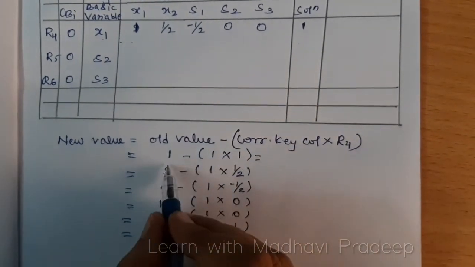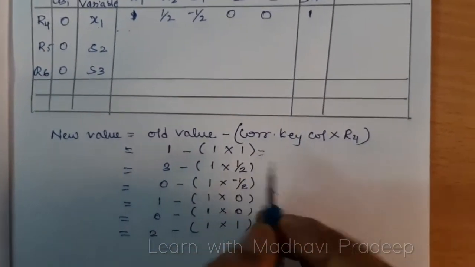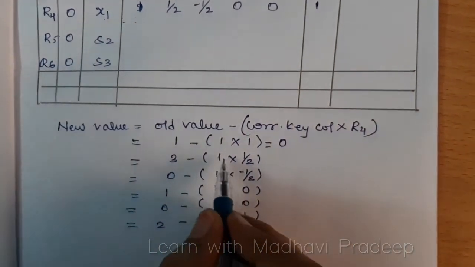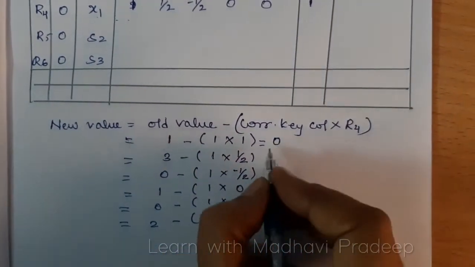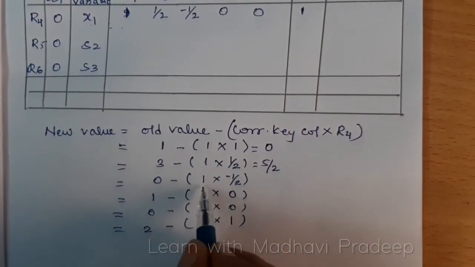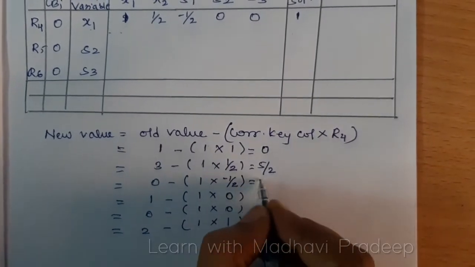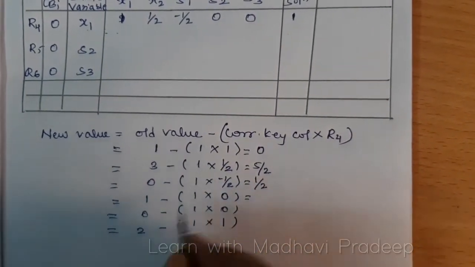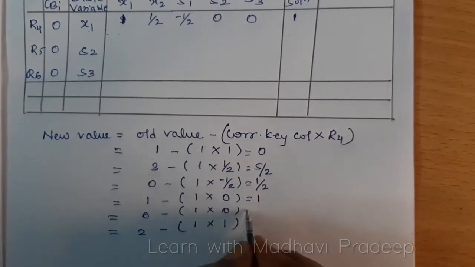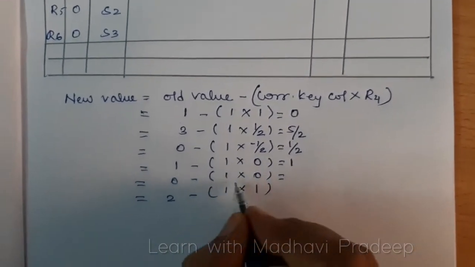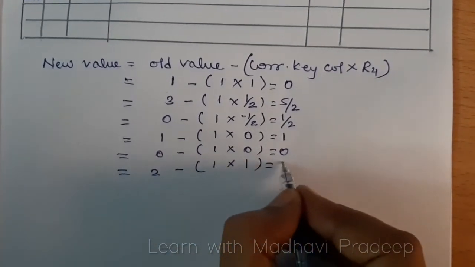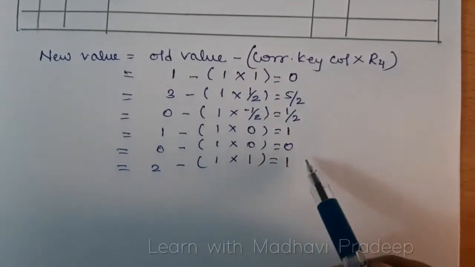The first value is 1 minus 1 into 1, that is 1 minus 1 is 0. Next is 3 minus 1 by 2, that is we'll get 5 by 2. Here we get 0 minus 1 into minus 1 by 2, that is equal to 1 by 2. Here 1 minus 1 into 0, that is 1 minus 0 is equal to 1. Here 0 minus 1 into 0, that is equal to 0. And here 2 minus 1, that is equal to 1. So this is the value which we have got.